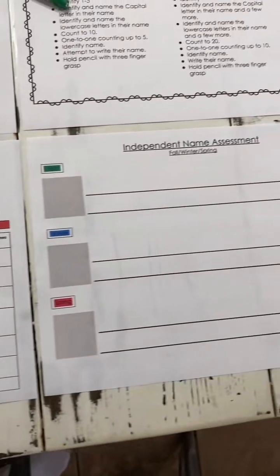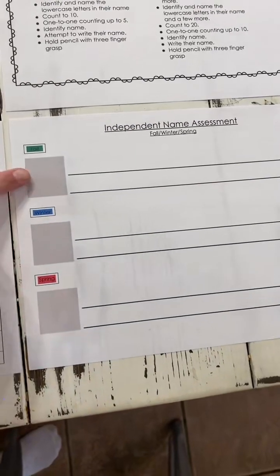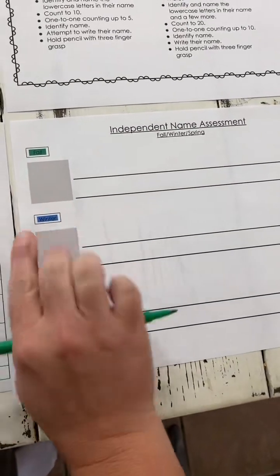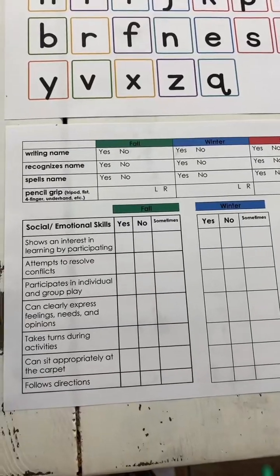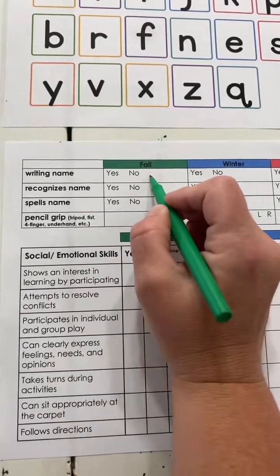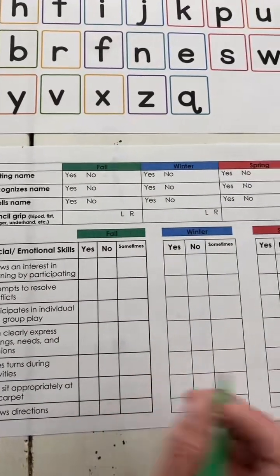And here's the name writing assessment. So they'll do it 3 times a year. This is completely independent. You're going to show them the lines that they're going to write on, and maybe even cover up the bottom half so they only see this, and they're going to write their name on the lines. As they're writing, you're going to circle yes or no. And then if the answer is no, you can even write the letters right here that they did write, so you can kind of see the progression throughout the year.